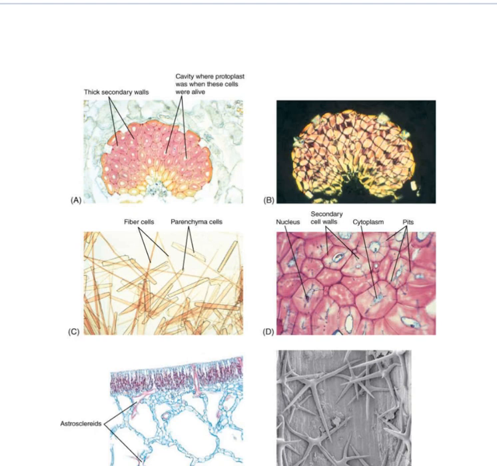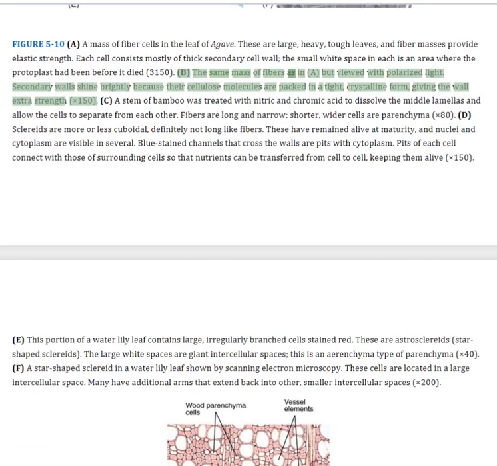Figure 5-10: A mass of fiber cells in the leaf of agave. These are large, heavy, tough leaves, and fiber masses provide elastic strength. Each cell consists mostly of thick secondary cell wall. The small white space in each is an area where the protoplast had been before it died. The same mass of fibers, but viewed with polarized light. Secondary walls shine brightly because their cellulose molecules are packed in a tight, crystalline form, giving the wall extra strength.